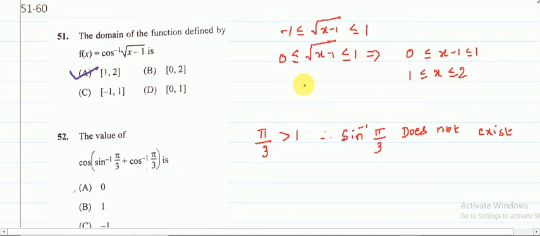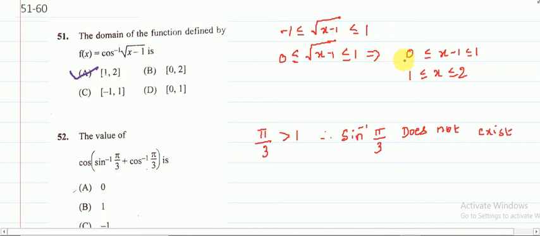Domain of the function f of x is equal to cos inverse of root of x minus 1. Whatever may be the inside quantity, this cos inverse inside term must be between minus 1 and 1, because it is the domain of this function. So minus 1 is less than or equal to root of x minus 1, which is less than or equal to 1. We can consider 0 less than or equal to root of x minus 1 less than or equal to 1, because the square root of this quantity will not be less than 0. It may be 0 or greater.